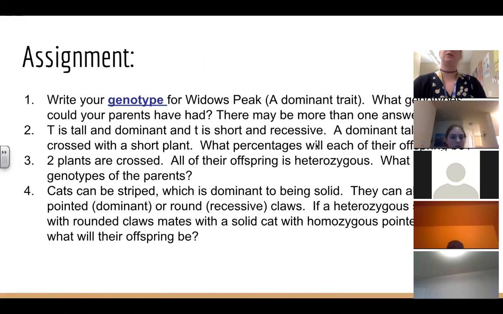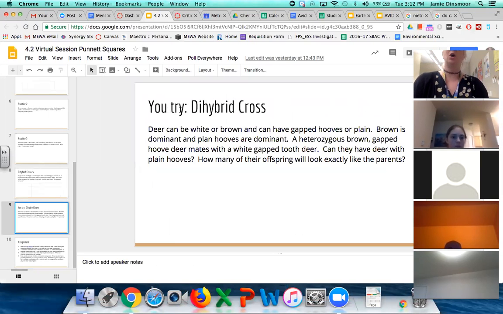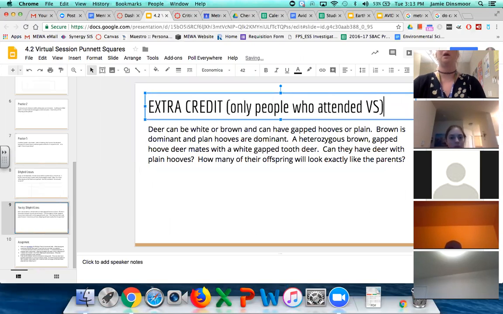There is an assignment linked to this that you should be able to do now. In fact, it asks you about your widow's peak genotype. So that's in Canvas already. The PowerPoint's also in Canvas. I forgot, I already posted this. Woo, I'm on top of it. So I'm going to change this to extra credit, and I'm going to make that only for people who attended today.